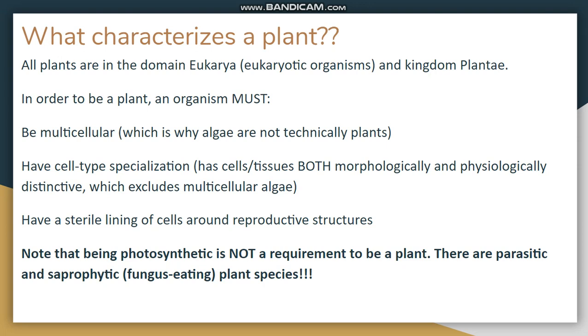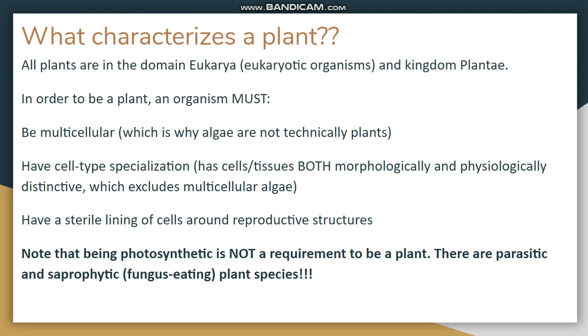Now, all plants are multicellular. All plants have cell type specialization, sometimes referred to as differentiation, wherein you have cells, tissues, even organs that are both morphologically and physiologically distinct. There are algae that have morphologically distinct portions to them, but they are not physiologically distinct.